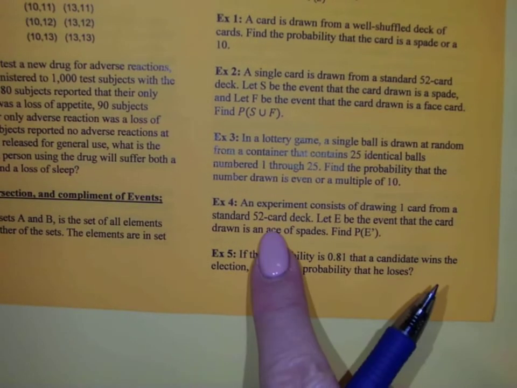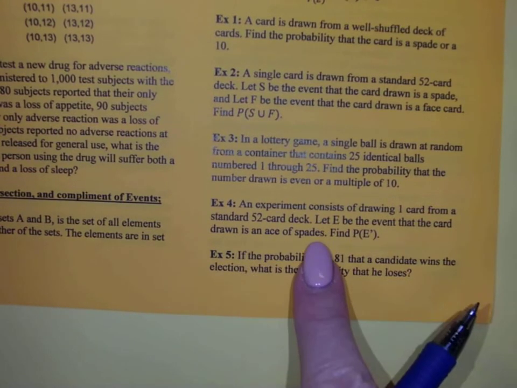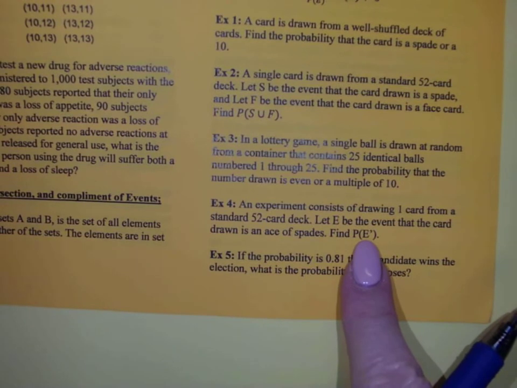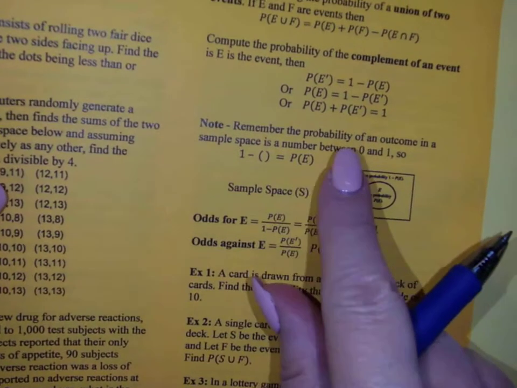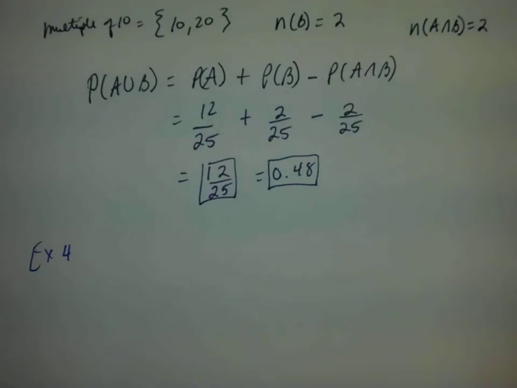All right, so example 4, we are looking at an experiment that consists of drawing one card from a standard 52 card deck. Let E be the event that the card drawn is an ace of spades. Find the probability of the complement. So remember the complement is going to be 1 minus the event.